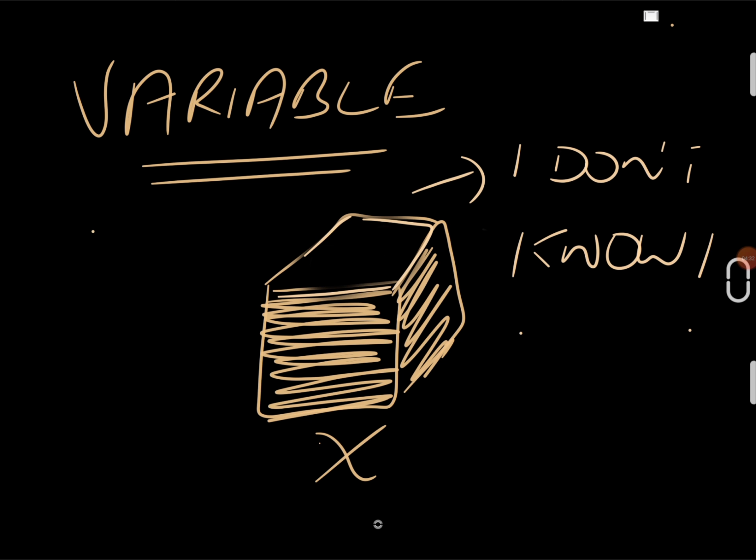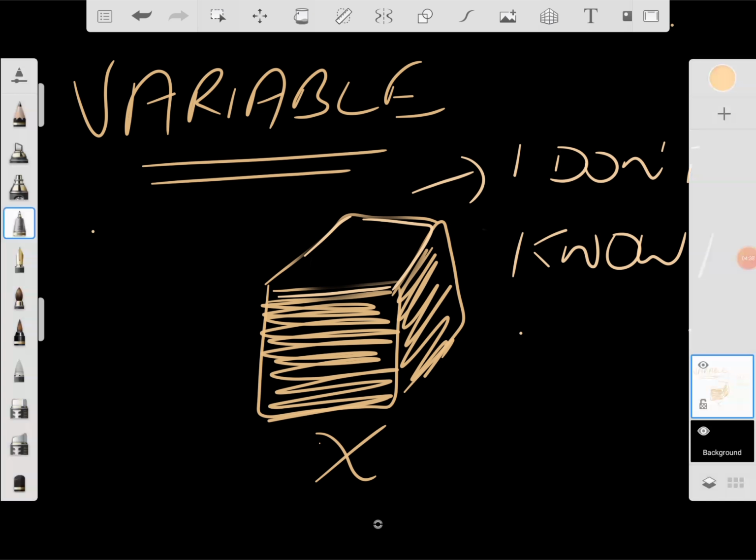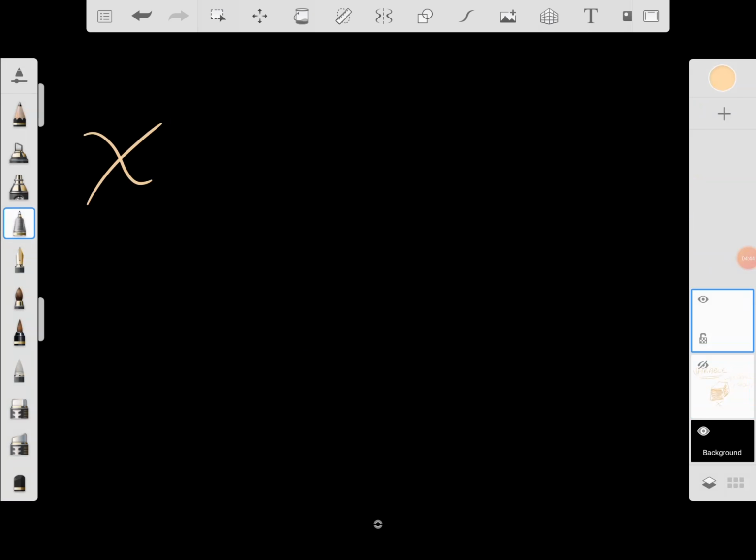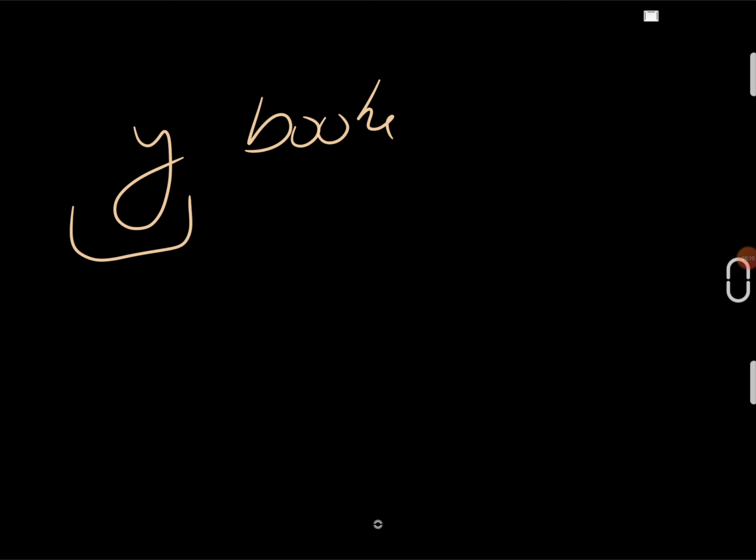Variable is just a temporary storage. For example, suppose I'm a teacher, I go and teach, so I have a lot of books in my hand. One student comes and asks me, sir, how many books do you have? Man, I forgot to count. I don't know. I have Y books. What will you understand? You'll understand nothing exactly. You'll understand that there are some books in my hand, but you don't know what the number is. So variables are kind of like that.